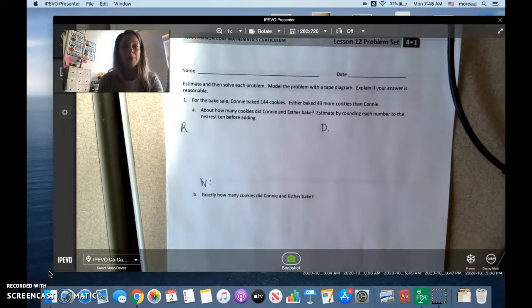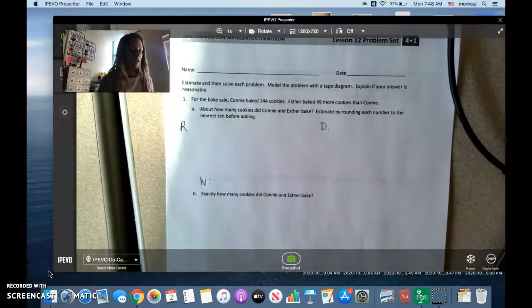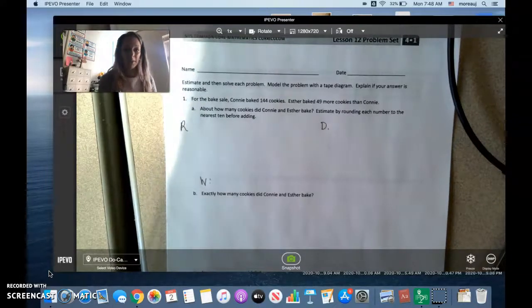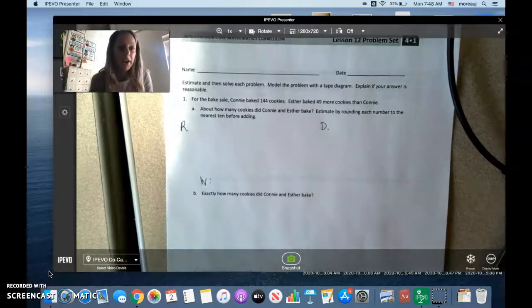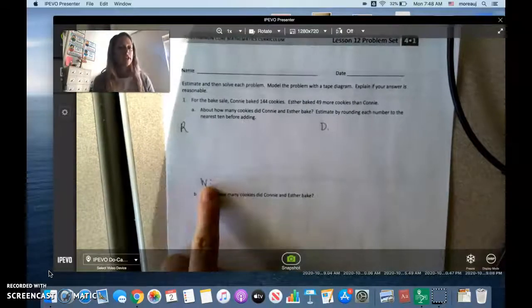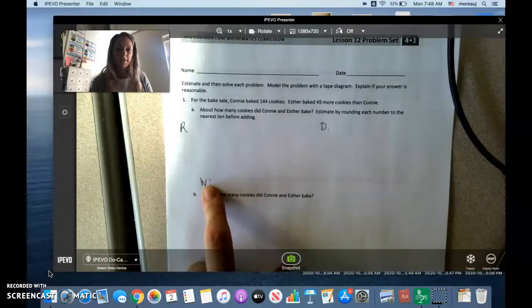A tape diagram might be the best model for this, because if you look at our goal at the bottom of the page, we know we're solving standard addition algorithm with tape diagrams. So we want to use that goal to help us to make this as simple as possible. We don't want to make things more complicated than they need to be. And then finally, you need to write an equation and a statement at the end.